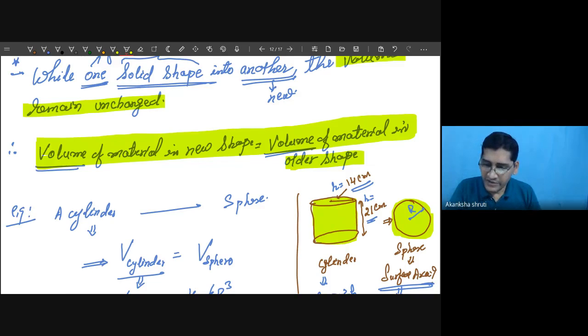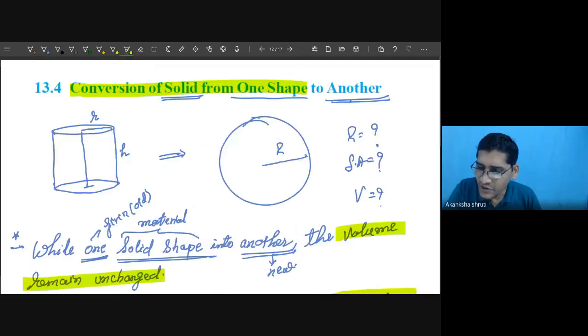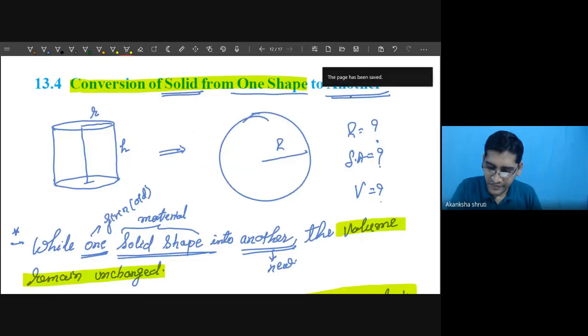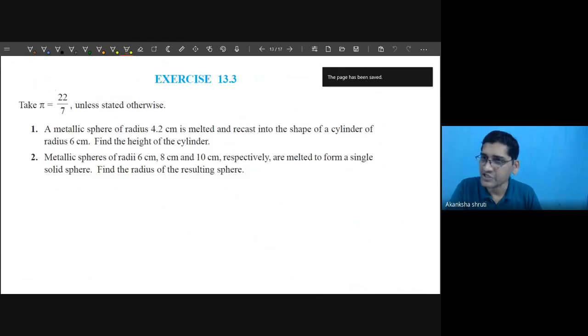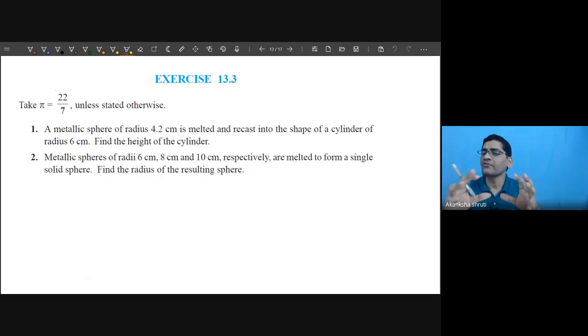So in this way, let us go for some of the questions from our textbook to understand it even better. There I have taken only one cylinder converted into a sphere. It may be possible that more than one cylinder is converted into a single sphere, or a sphere converted into a cone, or n number of small spheres or balls get converted into a single cone. Again, the volume has to be kept constant, multiplied by the number.